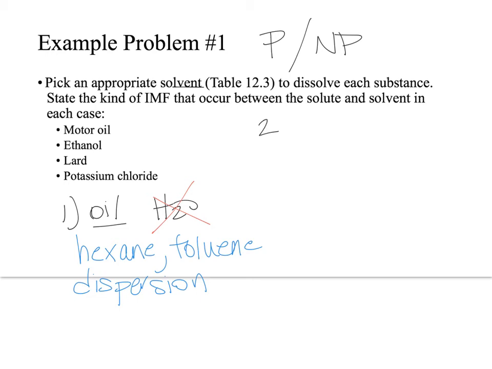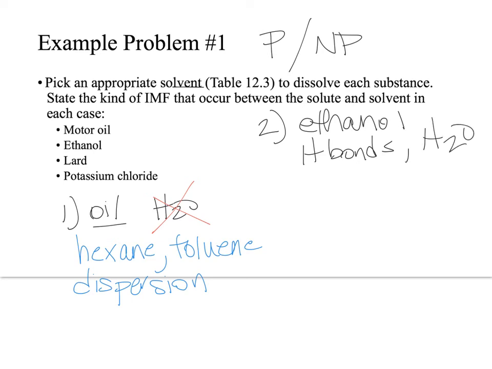Right, second example, ethanol. And ethanol was on the list of polar solvents because it can make hydrogen bonds. Water would be a good solvent for it, and we know that ethanol and water mix well. Any on that list, though, would work. The acetone or the methanol would also be a good solvent.